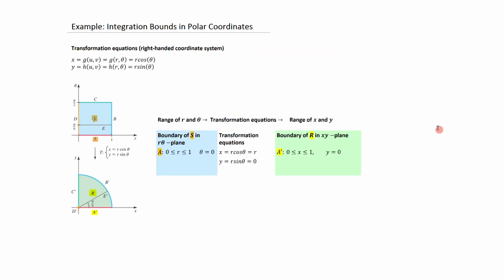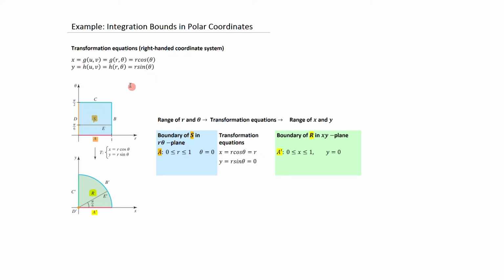All right, so let's take an example here. These are integration bounds in polar coordinates. x is a function of u and v, but we're going to replace u by r and v by theta. This is to be consistent with the way you understand polar coordinates. So x will take on this form, and y will take on this form.